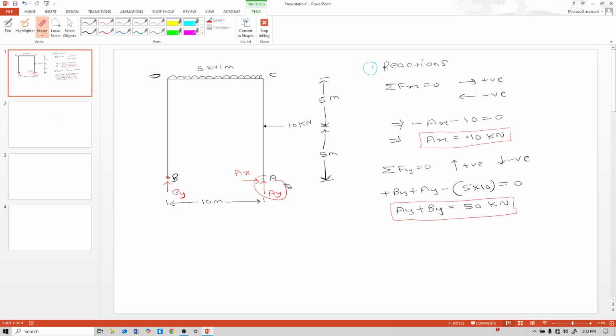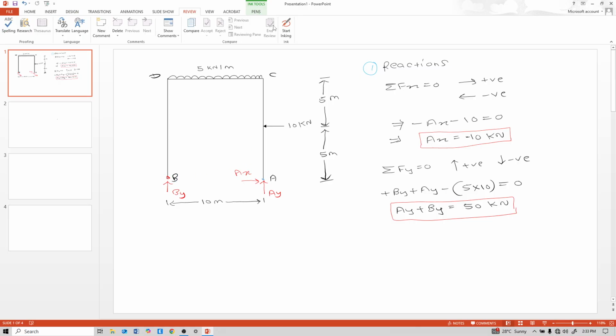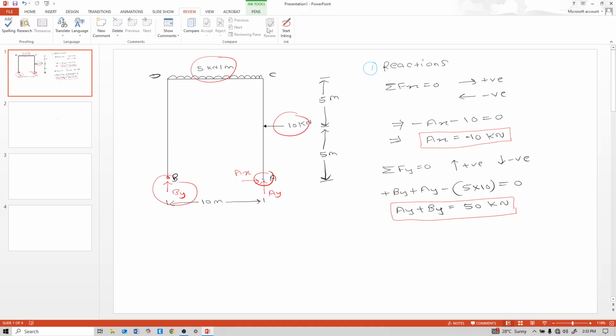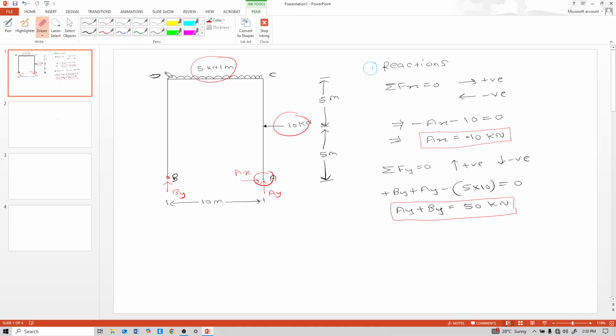So at B point, 4 forces come, and if you take moment at this A point, then this By, this 5 kilonewton, this 10 kilonewton, only 3 forces come. This Ax and Ay go through that point, that means these are 0. So this is easy for us. At point A, moment calculation is easy for us.